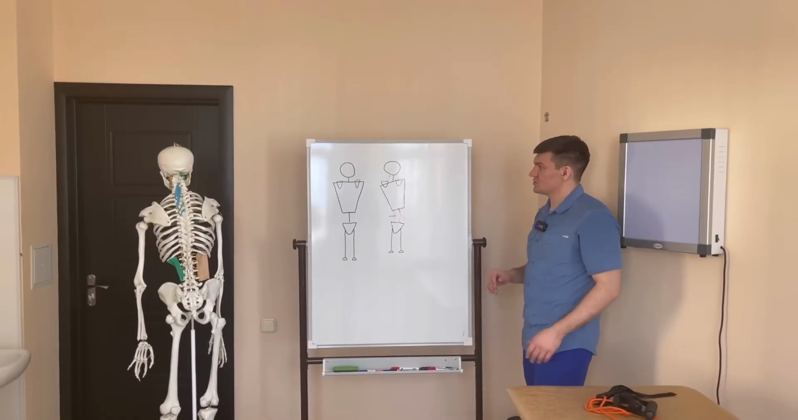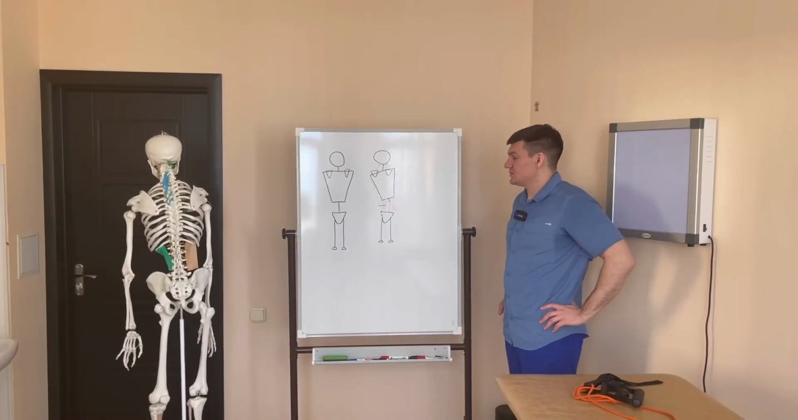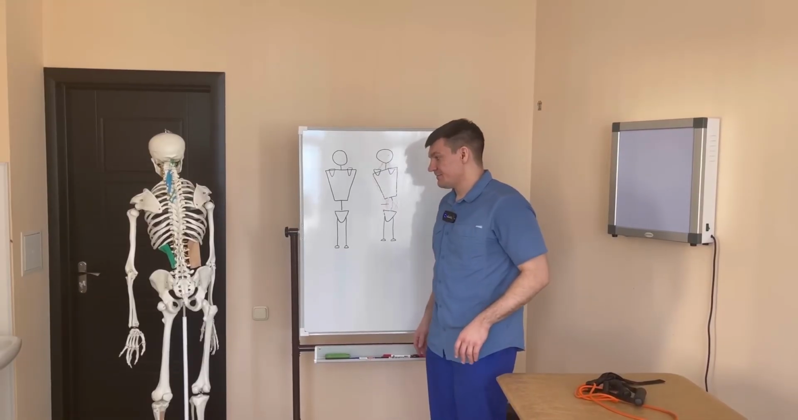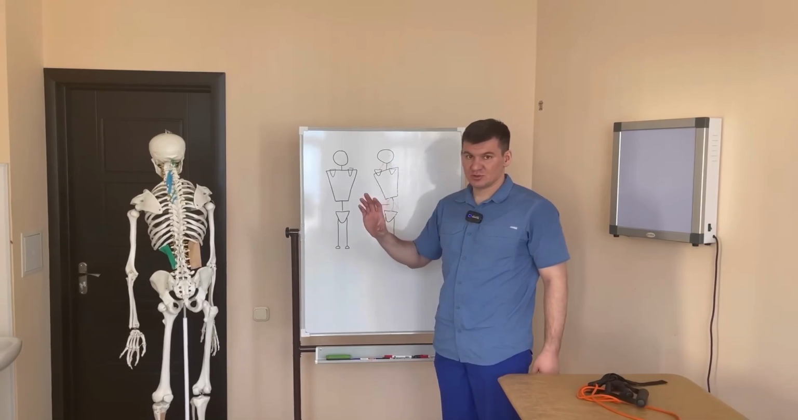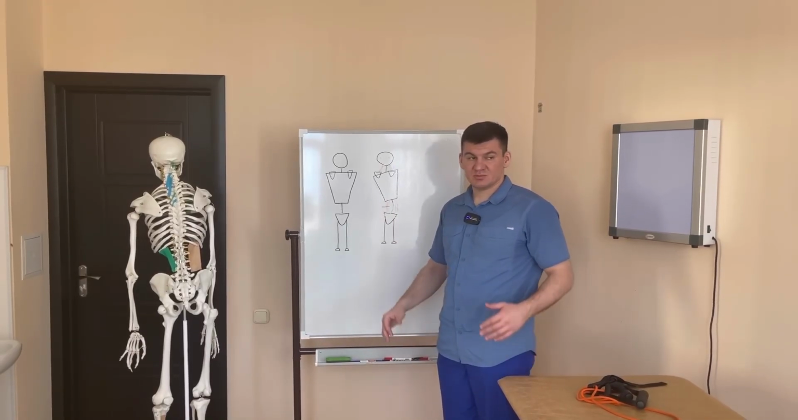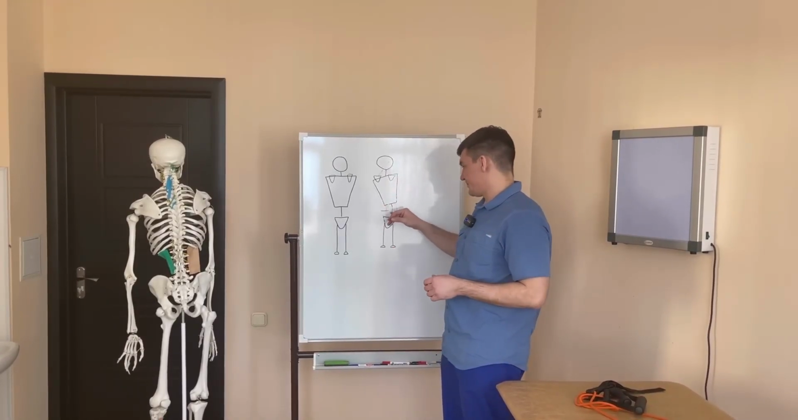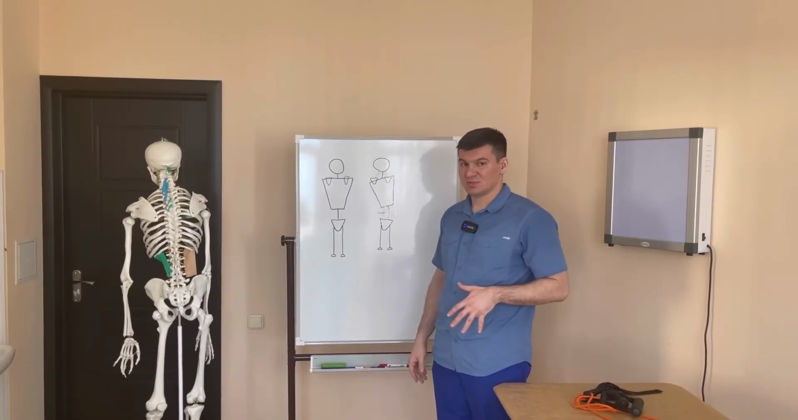Possibly, we will also do all of this. But to understand, first we must define, right? So, for starters, define. And, usually, statistically, it's slightly shorter on one side and slightly longer on the other. And in the comments, write what you've determined. Which side of your quadratus lumborum muscle turned out to be shorter? Which side did it turn out to be longer?